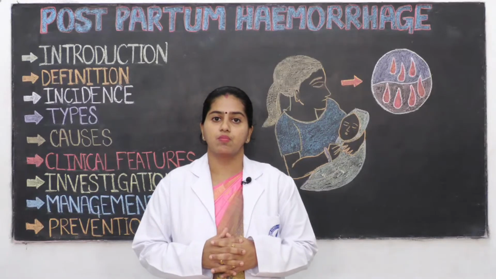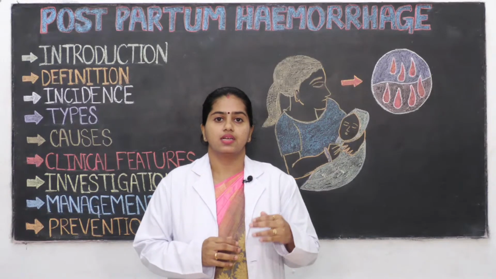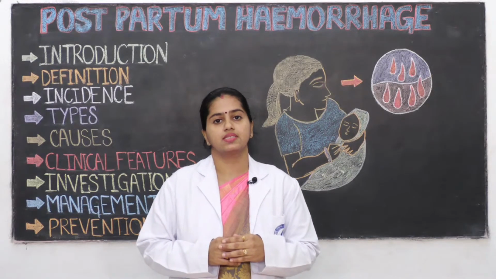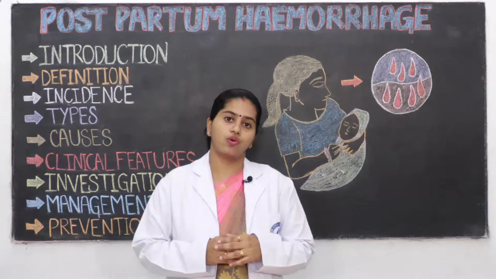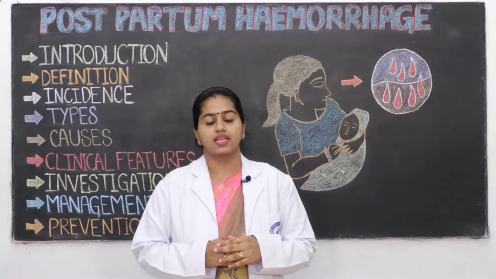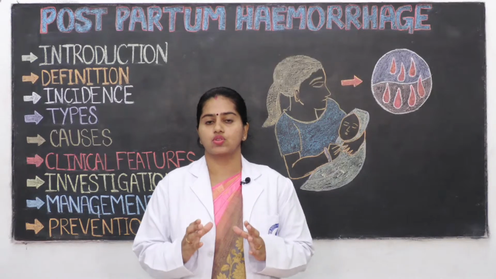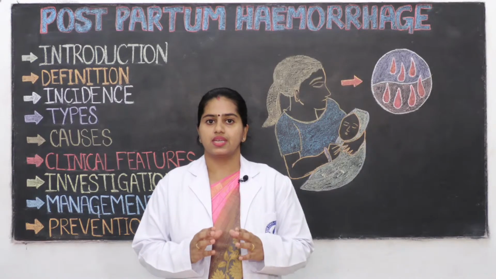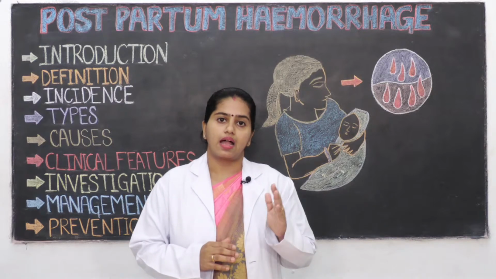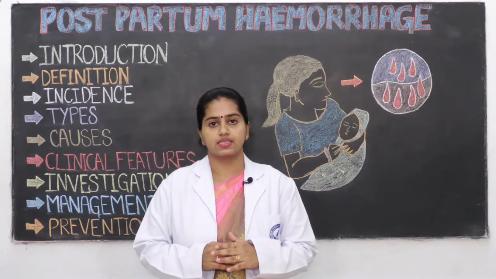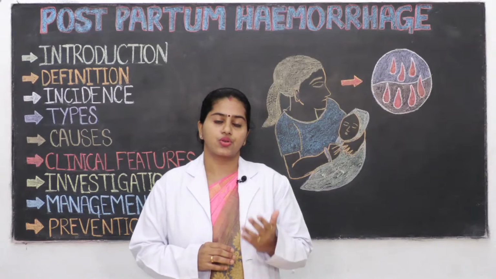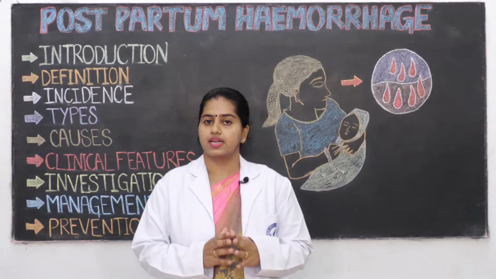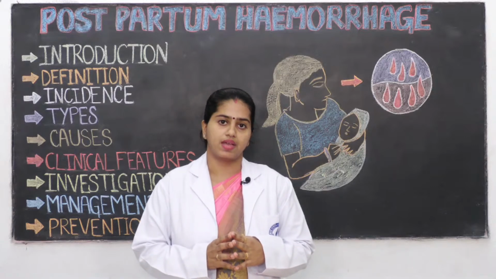In primary postpartum hemorrhage, the hemorrhage takes place immediately after childbirth, within 24 hours, and we call it primary postpartum hemorrhage. So what this explains is that after the delivery of the fetus, any hemorrhage that takes place within 24 hours is a primary postpartum hemorrhage.